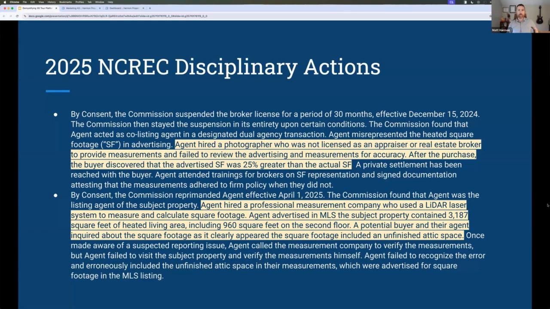And then in the second one, the commission reprimanded someone. They hired a professional measuring company. They used a LiDAR measuring system. We'll talk about what that is to calculate the square footage. And then the agent advertised in MLS that the subject property was 3,187, and that included 960 square feet on the second floor that was actually an attic. So we will talk about that. How could that happen?